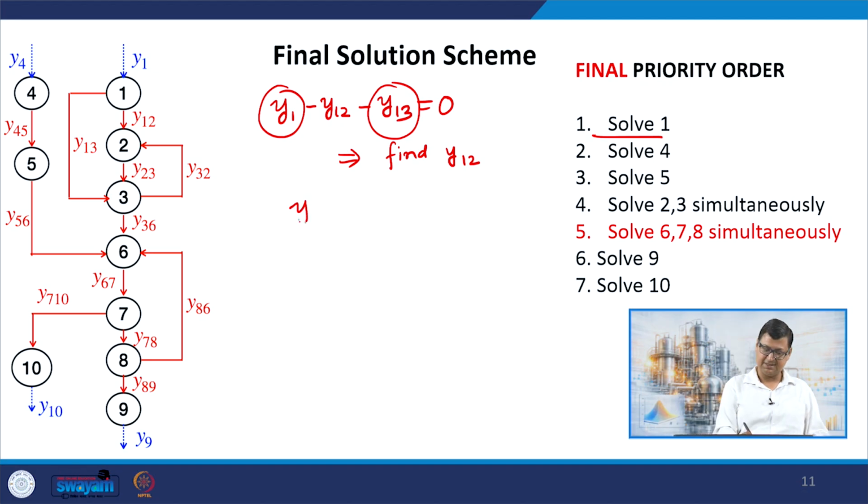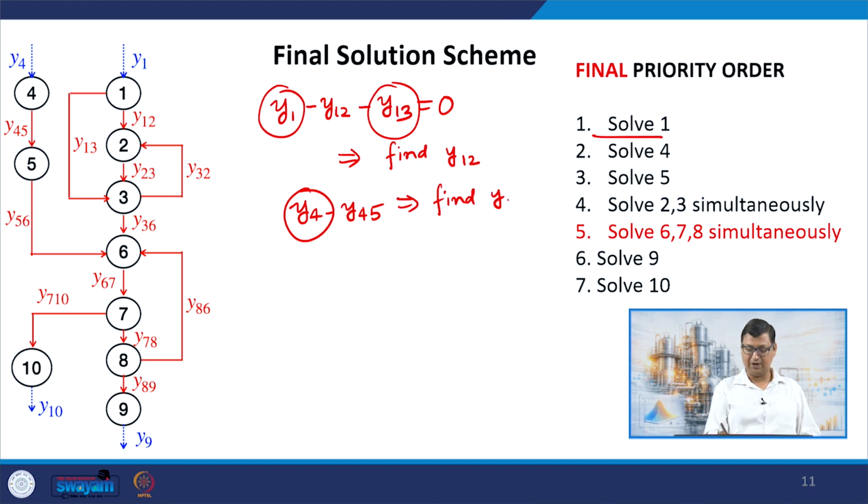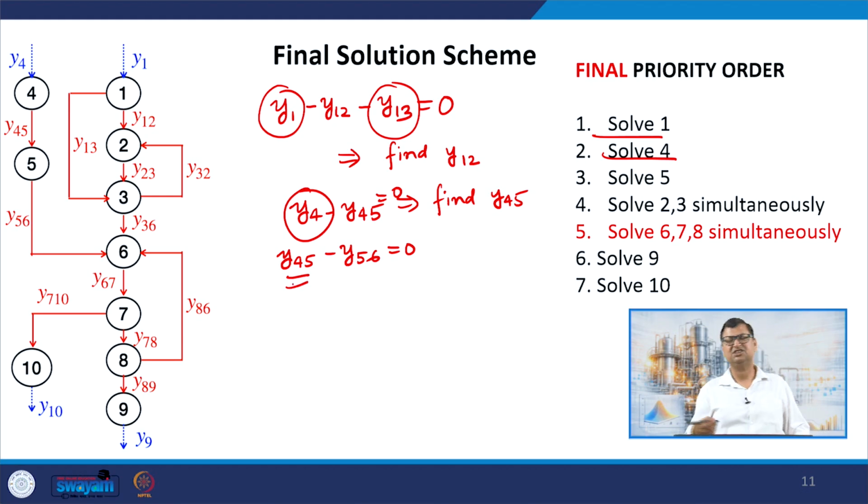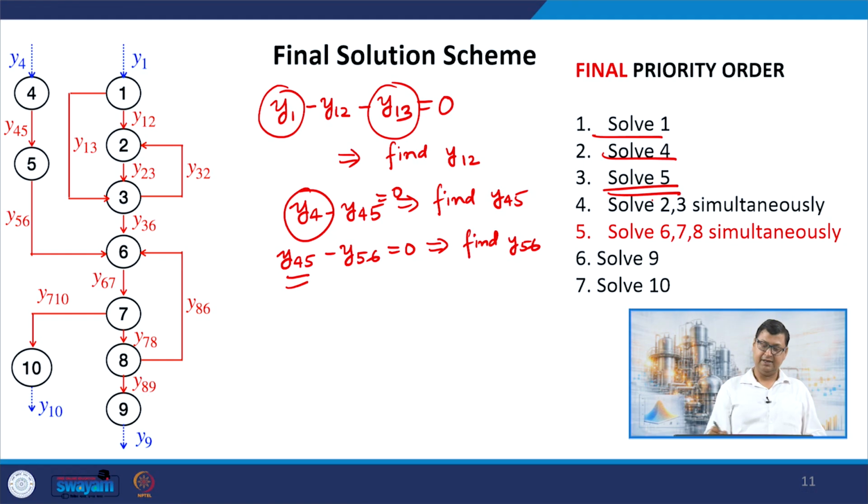In the next step, I do it for 4. For 4, the balance is y4 minus y45. Let us say y4 is known to me, then I can find y45 from here. And now I move to vertex 5, and the balance is y45 minus y56 equal to 0. y45 I have just figured out. So, now I can solve for y56, and then I go ahead and solve the balance of 2 and 3 simultaneously.